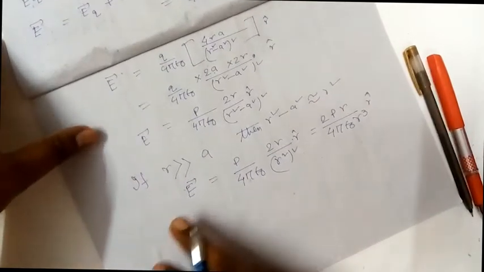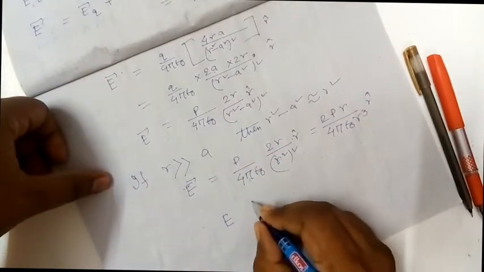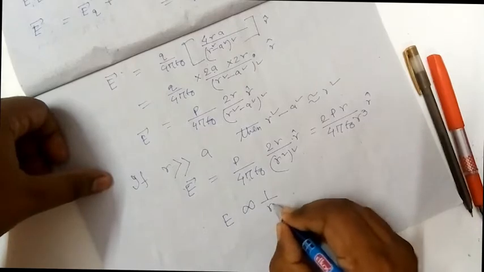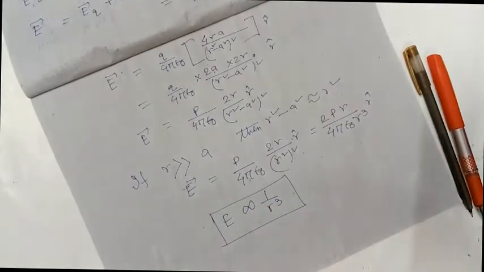Interesting thing is there, for a dipole, the electric field is inversely proportional to r cube, whereas for a point charge we have seen it is 1 by r square. It is inversely proportional to r square, but here it is inversely proportional to r cube. Okay, that simple thing you have to remember.